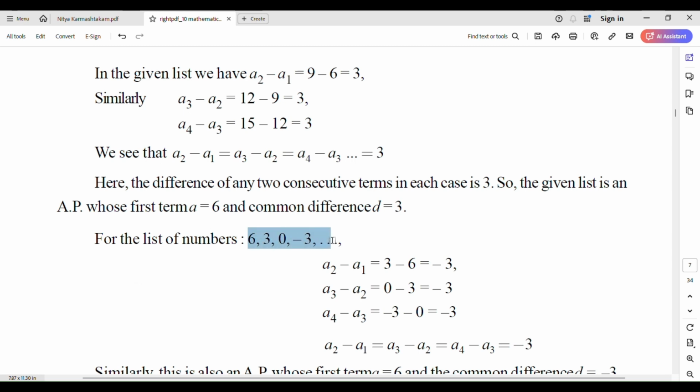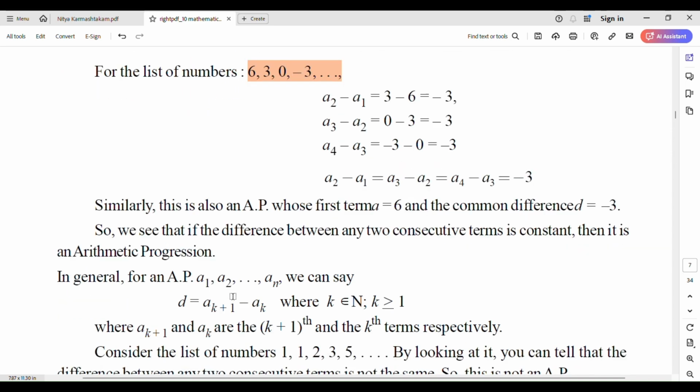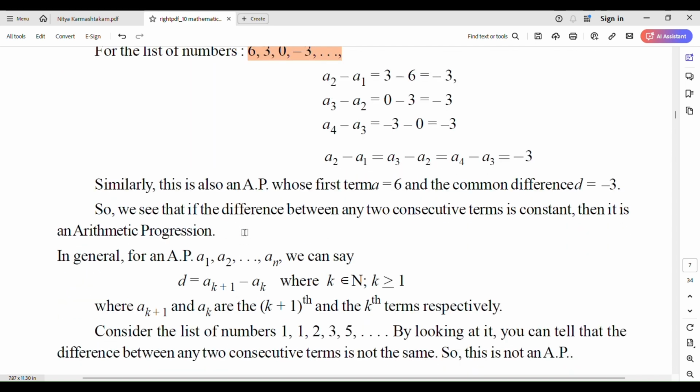The second one is here. If you see, a2 minus a1 is -3, a3 minus a2 is -3. So it is fixed; the common difference is the same, and it is in arithmetic progression. This is enough to tell whether a given set of numbers is in arithmetic progression or not. In general, we can write a of k plus 1 minus a of k should be d, for all k greater than or equal to 1, where k belongs to the natural numbers.